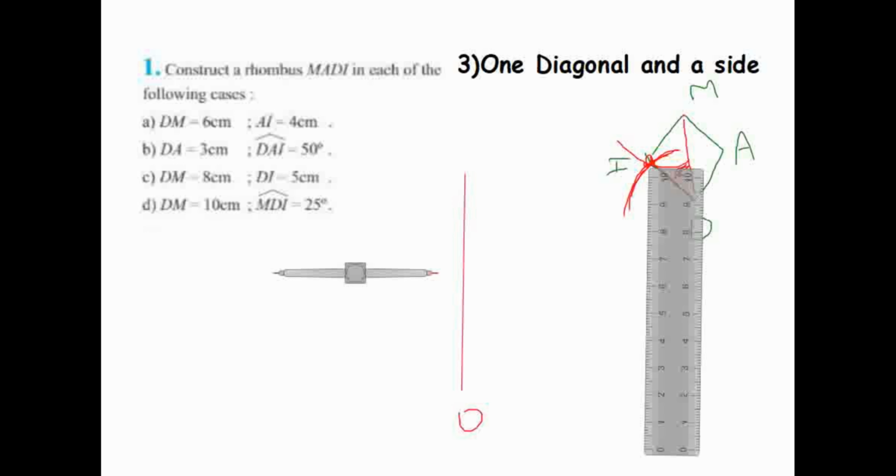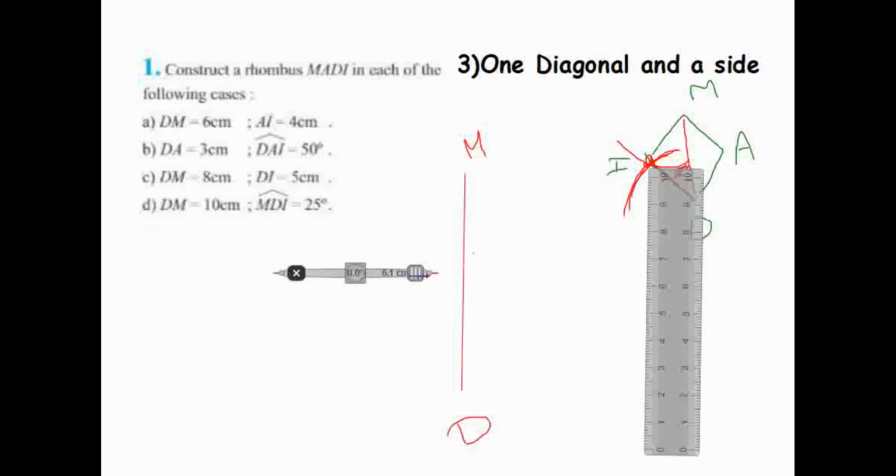Okay, so here is D. It looks like an O, so I'm going to correct that. So this is D, and this is M. And now I'm going to use my compass to open the compass just as much as DI. Okay, so let's see.